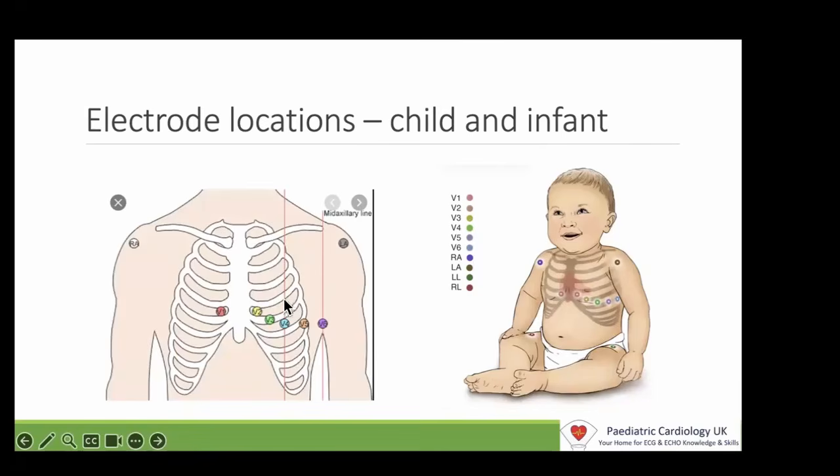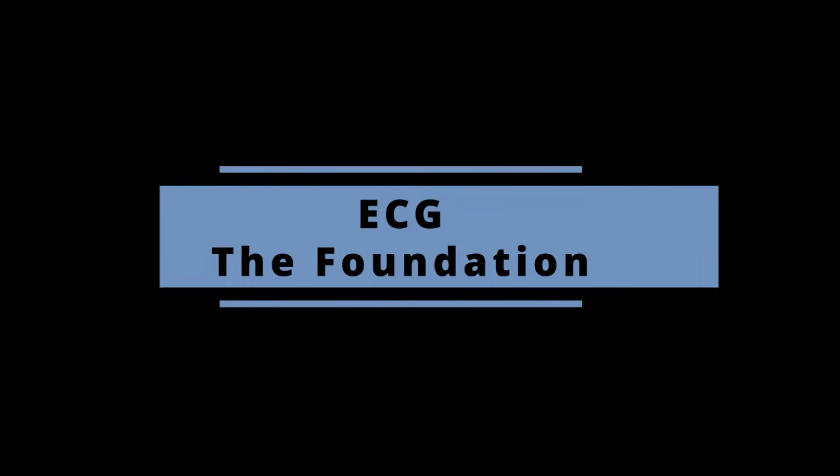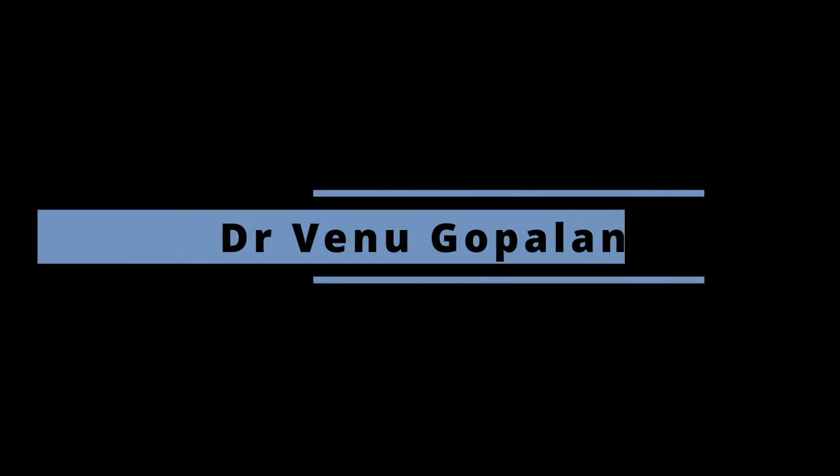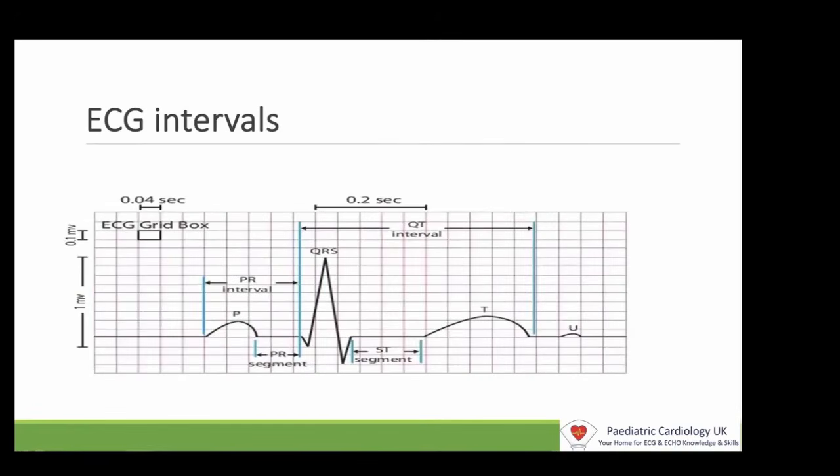These stickers have within them the electrodes which pick up the electric current. Even though we call this a 12-lead ECG, there are only 10 stickers to place. 4 of these are limb stickers: right arm, left leg, and right leg. Let us look at the various intervals which we calculate on the ECG.